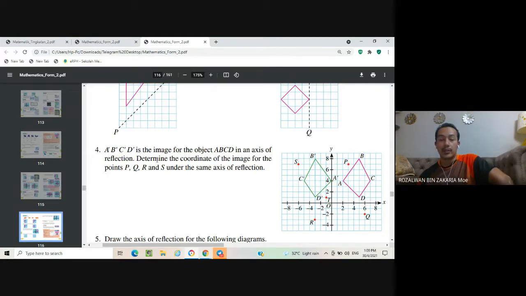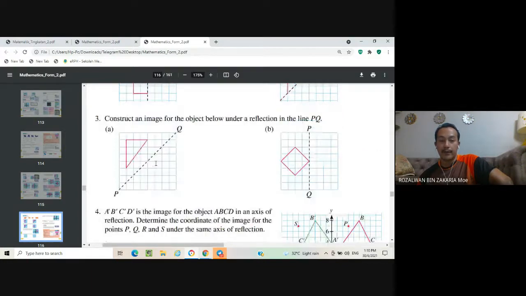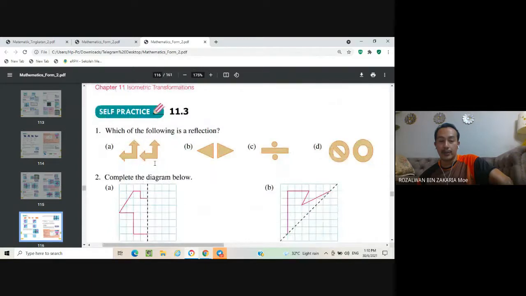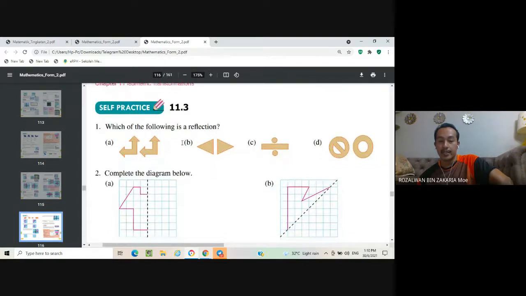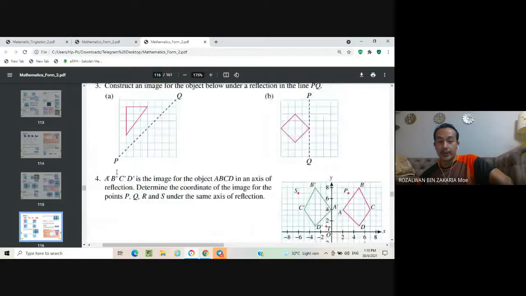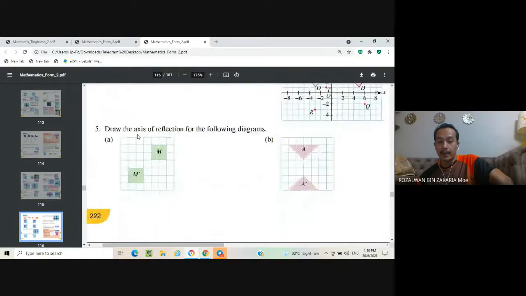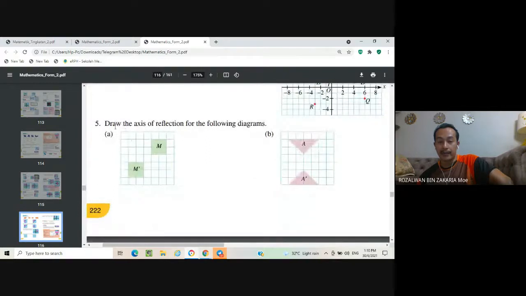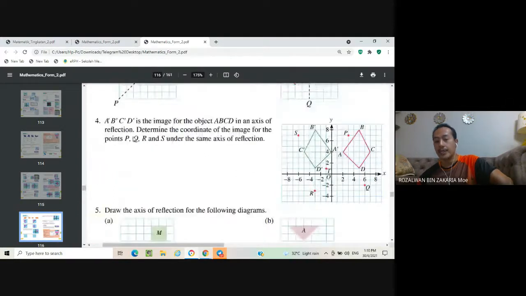The locations for the coordinates R prime and S prime, you have to do yourself. For your homework today, I want you to do self-practice 11.3 from page 222. Please do question 4 and question 5, 4 and 5, in your mathematics exercise book. If you have any questions, you can ask me on Telegram. So that's all for our class today. Thank you.